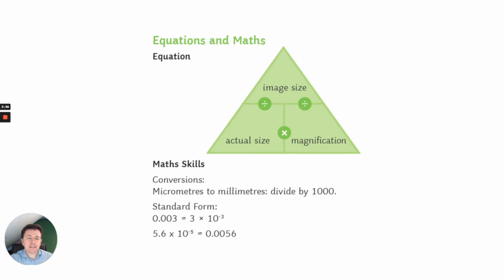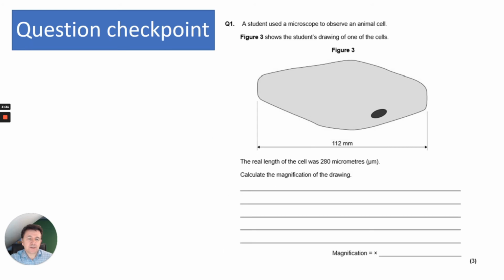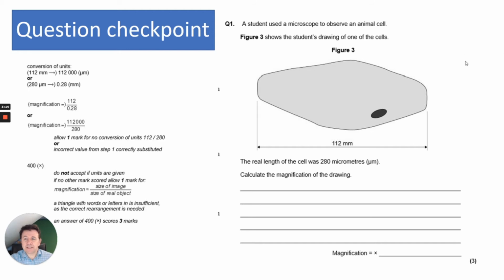If we go back to this, magnification is the image size divided by the actual size. In this case the image size is 112 millimeters and the actual size is 280 micrometers. So what you're going to have to do is convert either the micrometers into millimeters or the millimeters into micrometers. What you do is this. The 112, you can convert it into micrometers, so times it by 1,000, or you could take the micrometers of the real length and divide it by 1,000 to get it into millimeters.